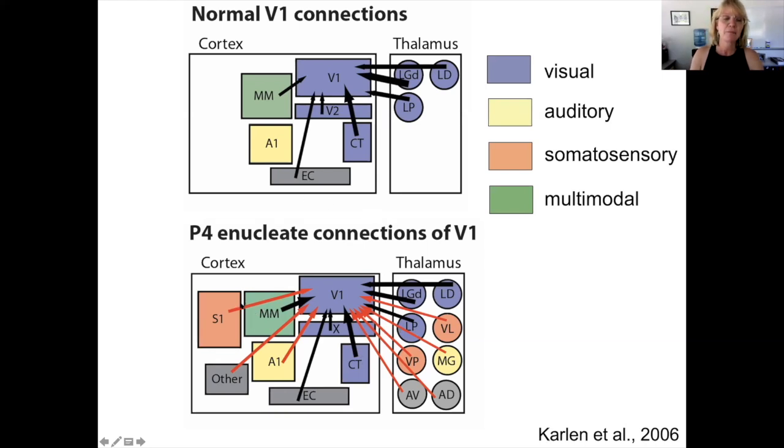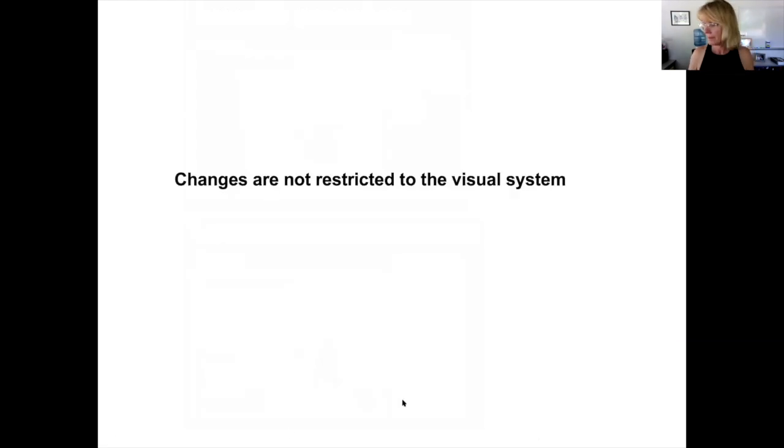So you have projections from somatosensory areas of the cortex, somatosensory areas of the thalamus in orange here, auditory areas of the thalamus and auditory regions of the cortex, and differences in other connections as well. Okay, so this is really important because a lot of times when we do these kinds of studies, the only thing we're looking at is the targeted system, the visual system. But changes are not restricted to the visual system.